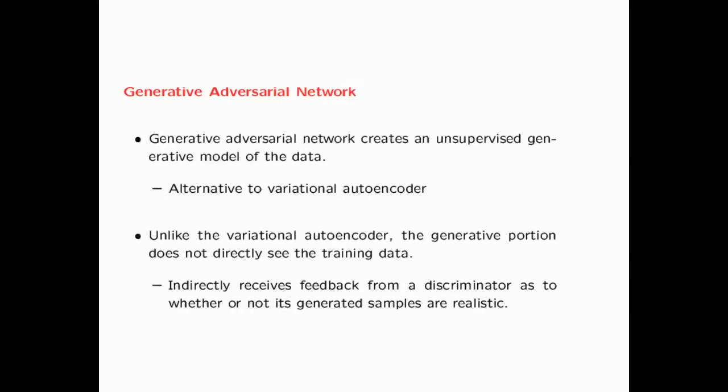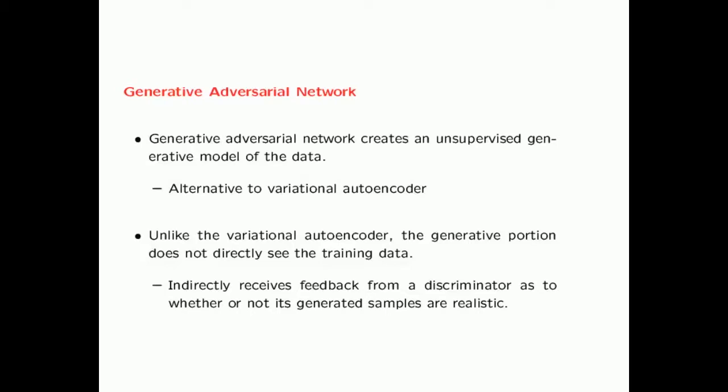Recall that in an earlier lecture, we had discussed a variational autoencoder in which we can input noise samples and the output contains data samples which are representative of the distribution of the training data. However, there is a significant difference between how the training of a generative adversarial network is done and how the training of a variational autoencoder is done.